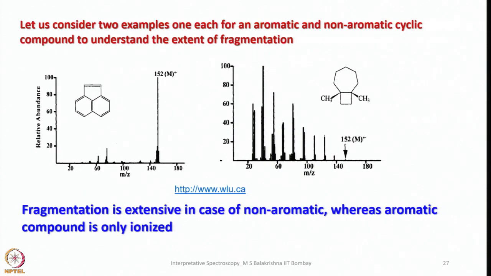Now let us consider two examples, one each from an aromatic and another from a non-aromatic cyclic system, to understand to what extent fragmentation happens when they are subjected to electron impact ionization. In the case of the aromatic group, we will see that the sample is only ionized. In the case of the non-aromatic, extensive fragmentation occurs. Both have a molecular weight of 152, and you can see here, apart from the 152 M plus radical, we have a series of lower fragments, whereas in this case very few are there, it's only ionized. So this is the major difference we see between aromatic and non-aromatic compounds.